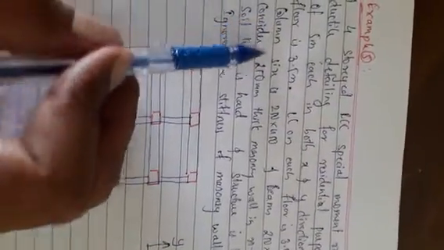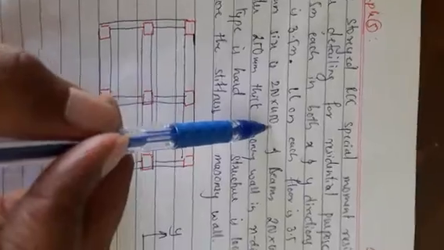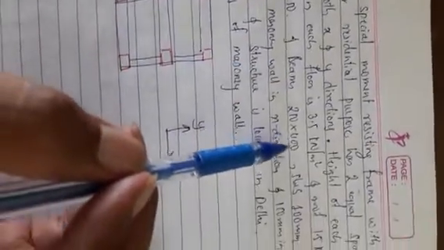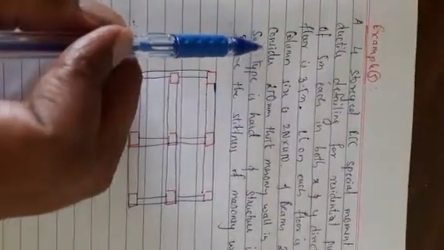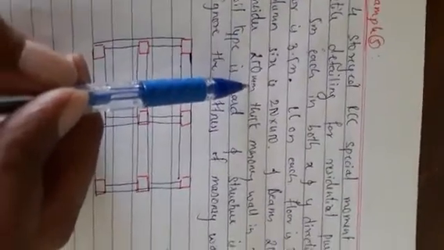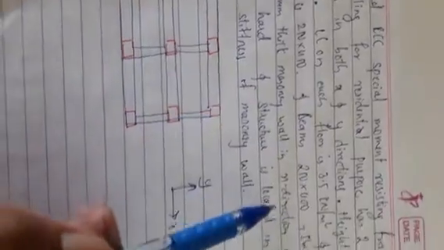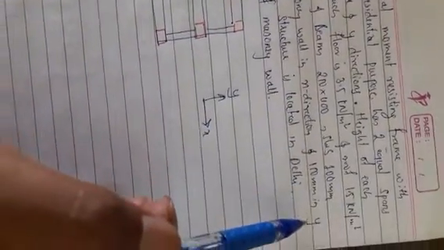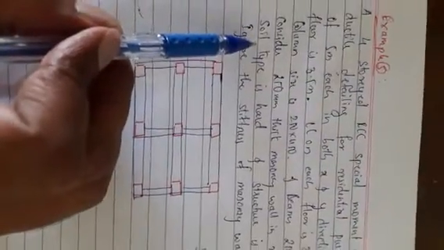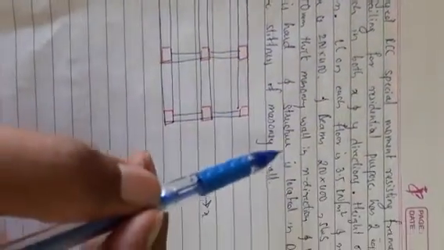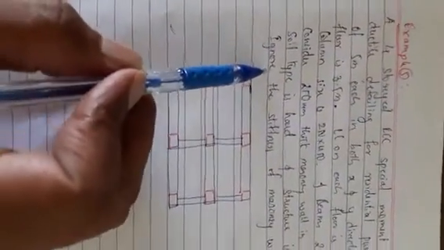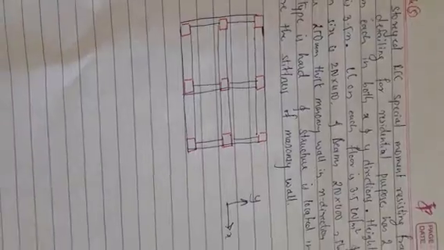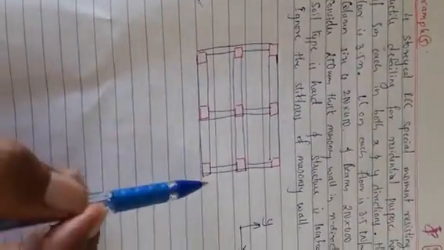The column sizes are 250 by 450 and beams are 250 by 400. Slab thickness is 100 mm. Consider 250 mm thick masonry wall in x direction and 150 mm thick masonry wall in y direction. Soil type is hard and the structure is located in New Delhi. Ignore the stiffness of the masonry wall. So this is a typical diagram given.